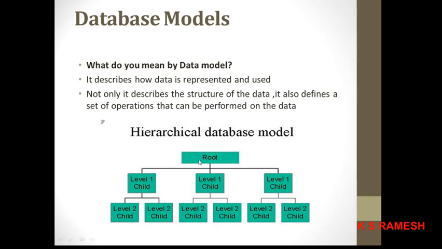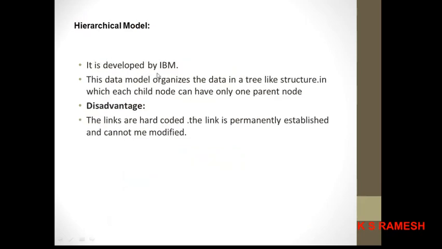So let us observe this diagram. The root is attached to the children. Each and every child is attached to the root, and the lower-level children are attached to the level 1 children. So this is what a hierarchical data model is. In this, the data is represented in a tree structure. It was developed by IBM.